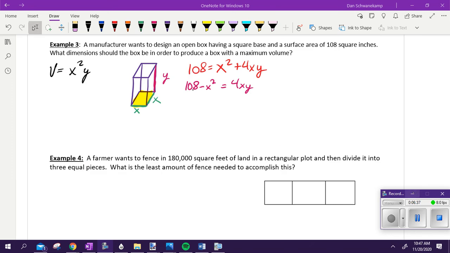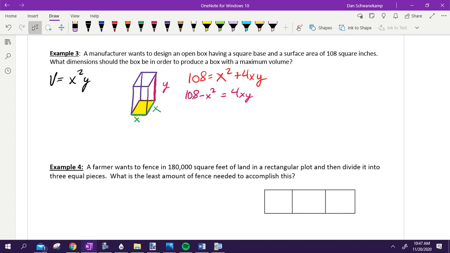All right, so we're finishing example 3 from yesterday. We did part of it in class. Let's do the other one. We drew a box. I don't know if I have this on video already, so I'm going to quickly go through this. You have a square base and a surface area of 108 square inches. The square base is x and x. The surface area is 108. We are trying to maximize the volume.